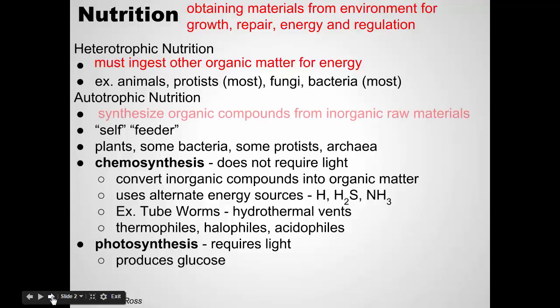When we talk about photosynthesis, however, we're talking about autotrophic nutrition. Autotrophic nutrition is the ability that some organisms have to synthesize their own organic materials, their own food, from inorganic materials. The word itself, auto means self, troph means having to do with food, so it means self-feeder. So obviously plants are autotrophs. Some bacteria are autotrophs, some protists, some archaea.